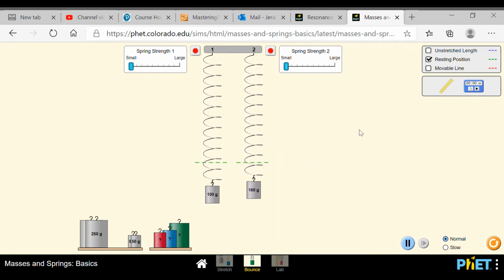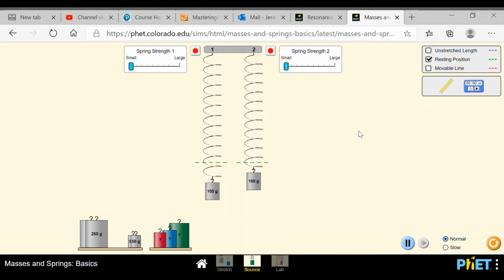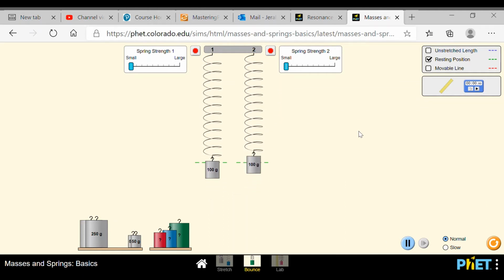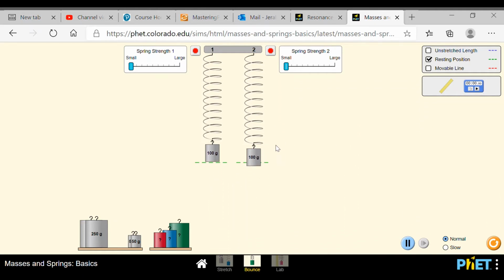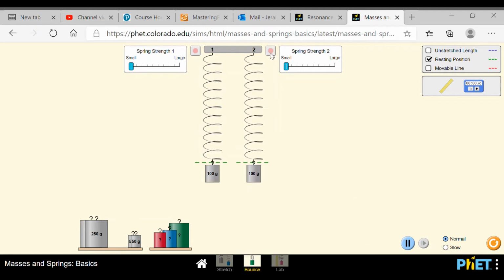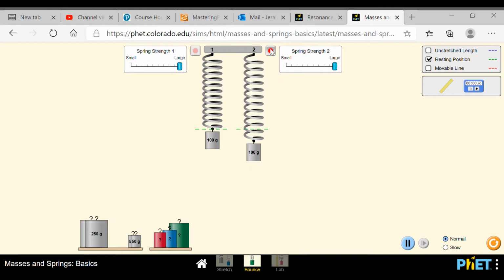All right, the next thing we can do here is investigate the effect of the mass of the object on the frequency. So I'm going to change these springs here. Let me stop this. I'm going to go to a stiff spring for both of them. And let's take off this 100 gram mass and let's put on a big 250 gram mass like this.